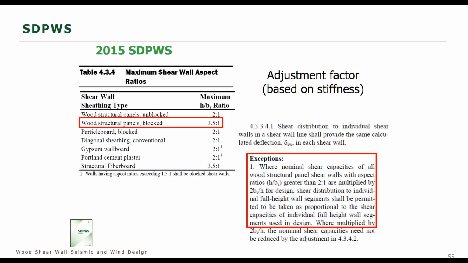We do have those higher aspect ratio segments between the windows, so I promised you guys that I was going to point out the requirements on the shear wall aspect ratios more than once, and as promised, here they are again. So for the walls where the aspect ratio exceeds 2 to 1, we need to multiply the shear values by 2bs over h, or sorry, the heights by 2bs over h. So we'll see that adjustment taken in our calculations.